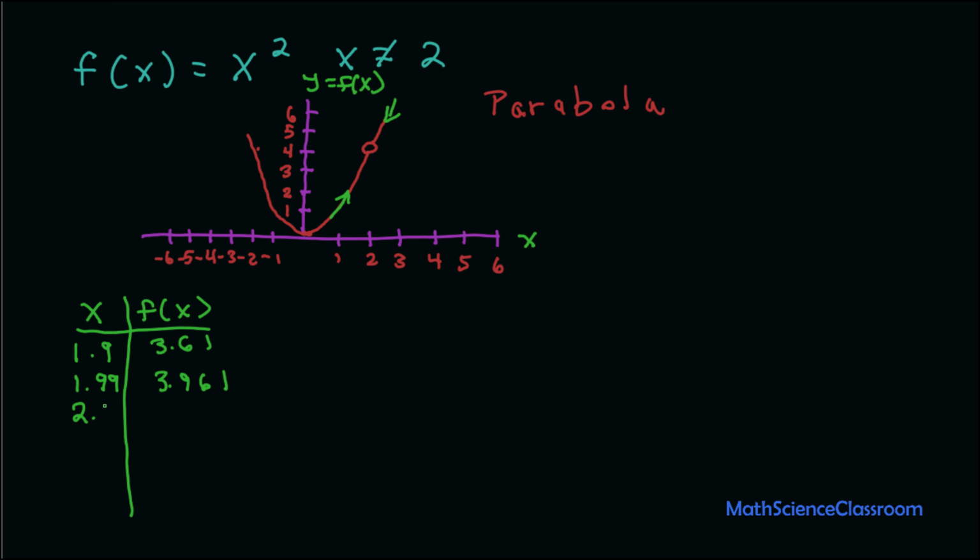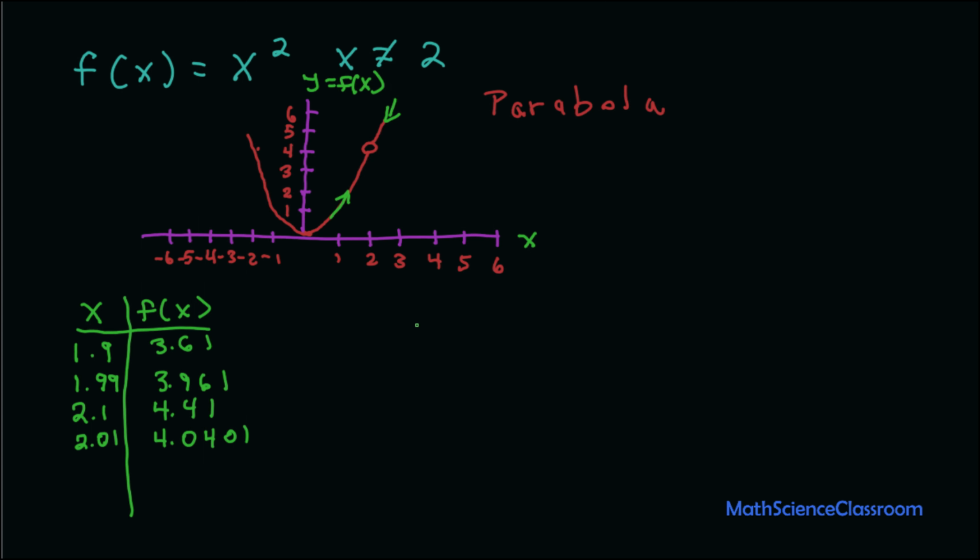2.1 squared is 4.41. And then to get even closer to 2, 2.01 squared is 4.0401. We notice that we do not have an f of x at x equals 2, but we have a very good idea about how f of x is behaving. So we have what we call a limit, because we're able to approach the x value from the left and from the right. Therefore, we have a valid limit.